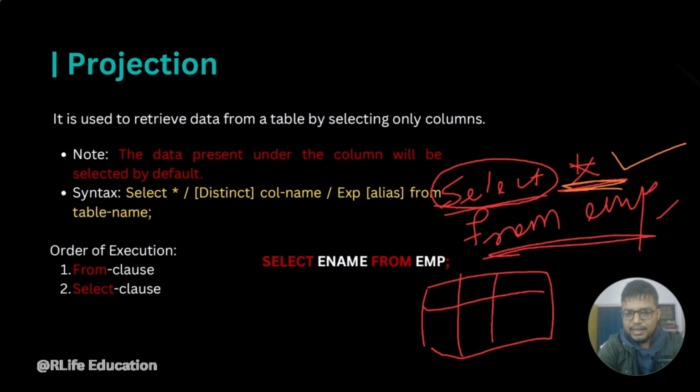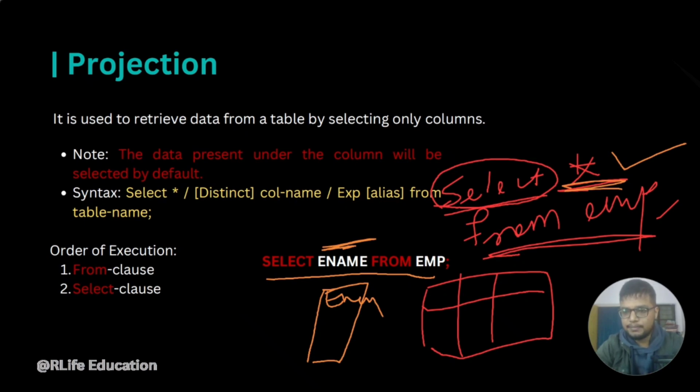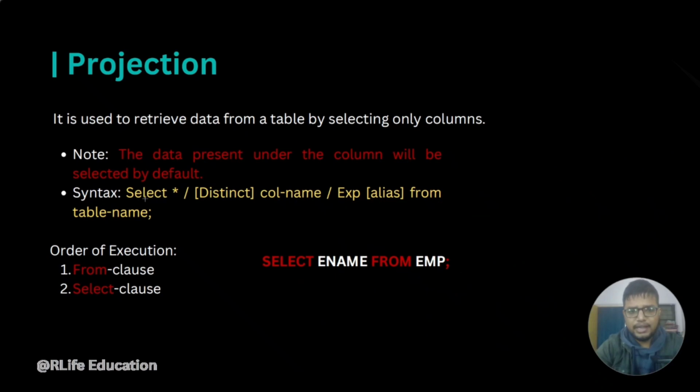But if I write select employee name from employee, in this case it is going to print only the employee name. Why? In this projection part, I gave only the employee name to print. You can see here, this is nothing but the syntax. You can write select asterisk or some column name from the table name.